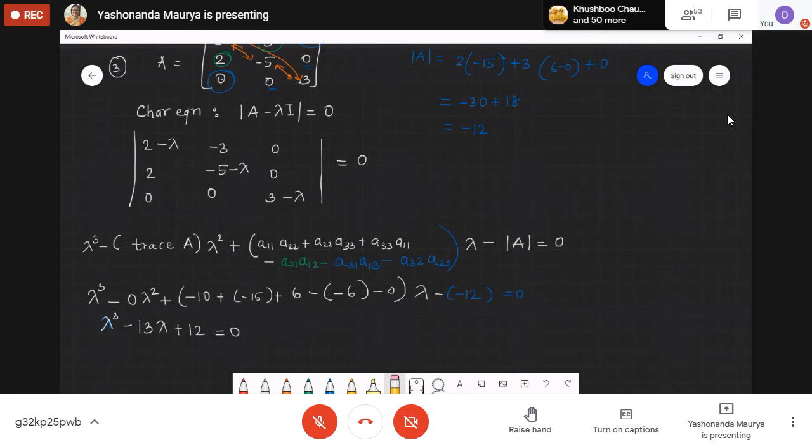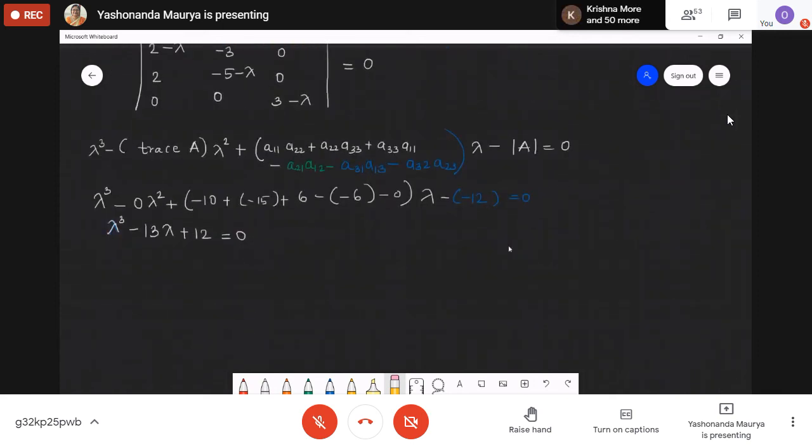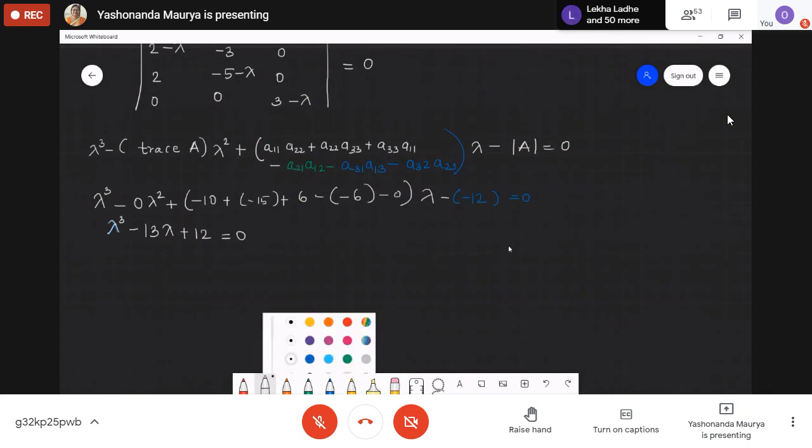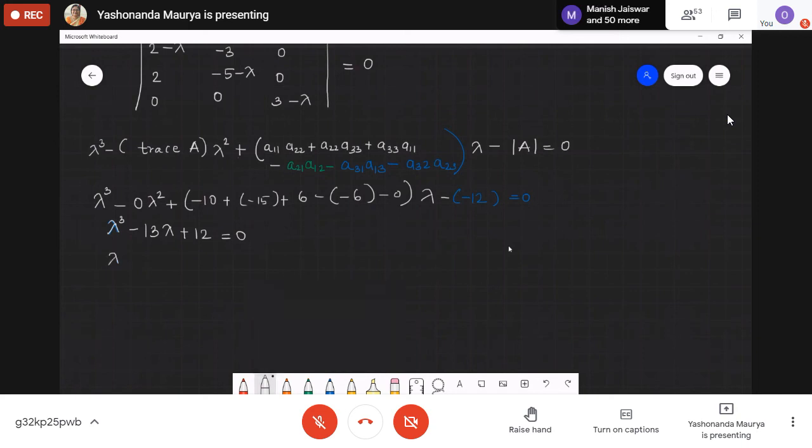So solve it using the calculator and tell me what are the values that we are getting for lambda. Minus 4, 3 and 1. So lambda is equal to minus 4, 3 and 1. So these are the eigenvalues. Now for each of these eigenvalues, we need to find the eigenvectors. Okay, so how do we find the eigenvector?